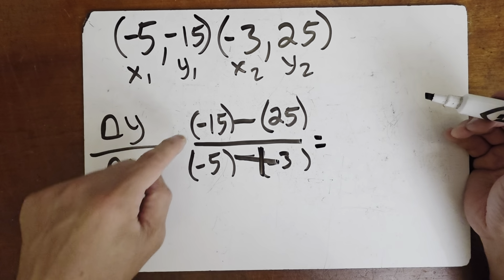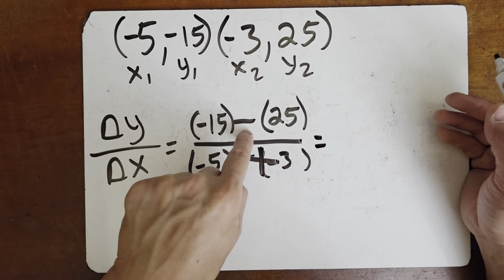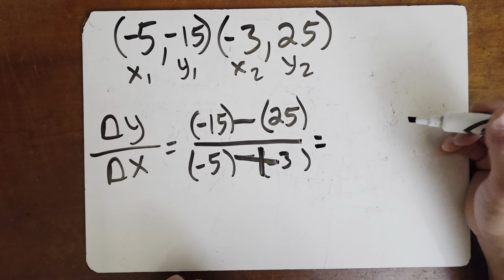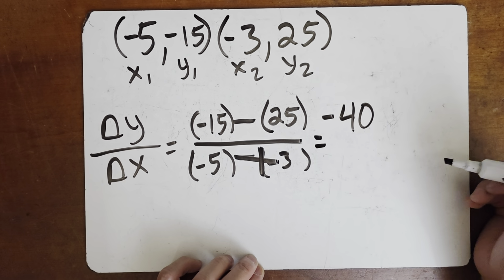Now let's do our math. -15, -25. A subtraction is the same thing as a negative, so they're the same. So I add them. 15 plus 25 is 40, and the sign is negative.